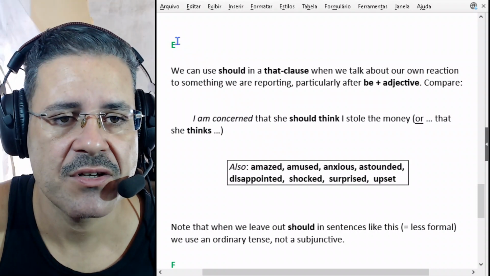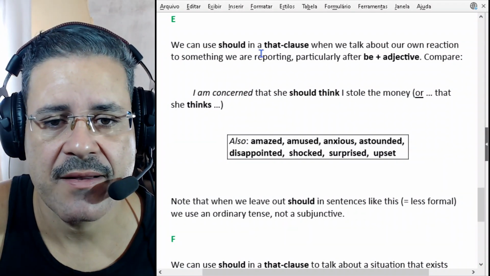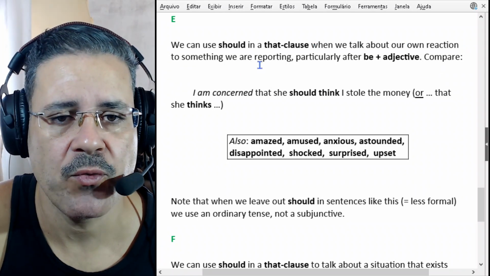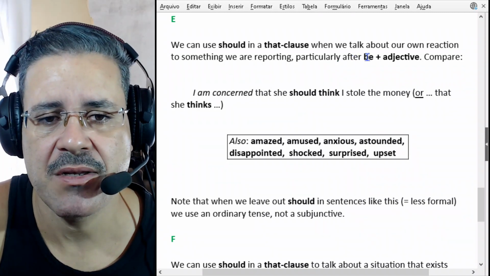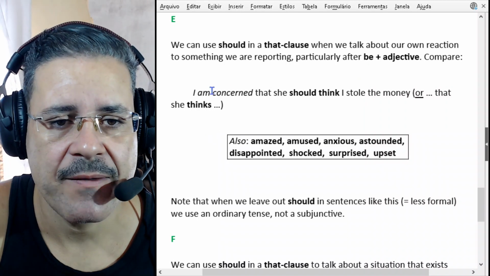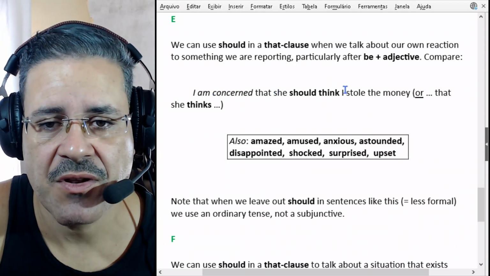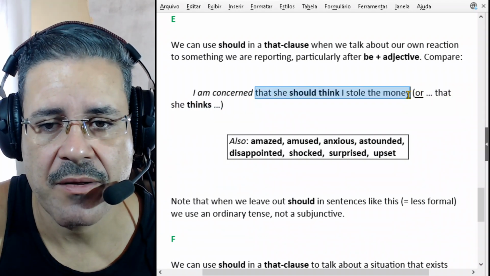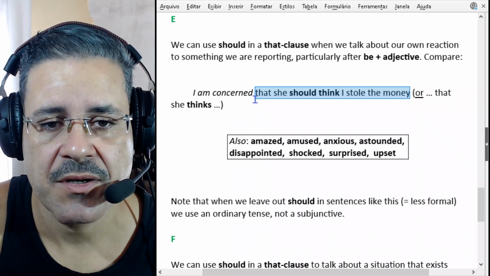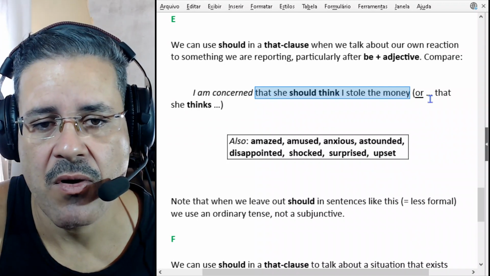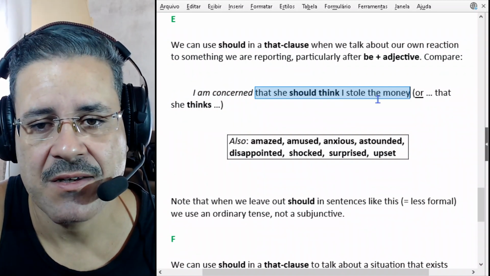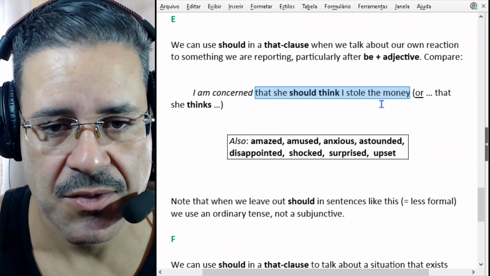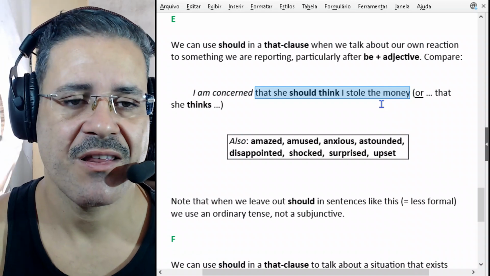Okay, moving on to section E. We can use should in a that clause when we talk about our own reaction to something we're reporting, particularly after be plus adjective. Compare: I'm concerned that she should think I stole the money, or I'm concerned that she thinks I stole the money. So we can use the present simple or the subjunctive.